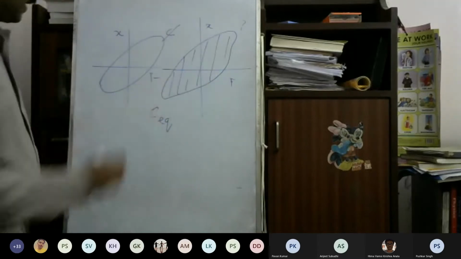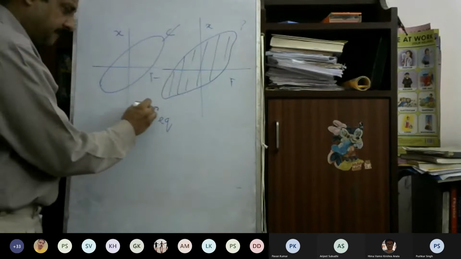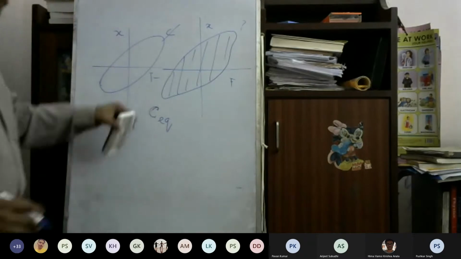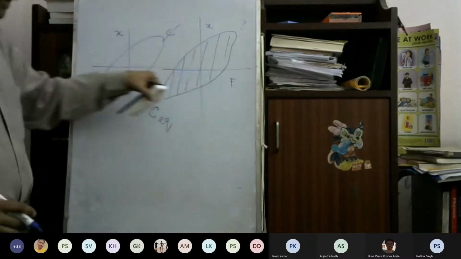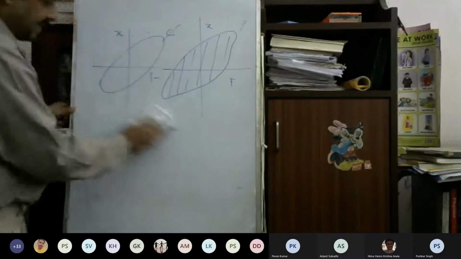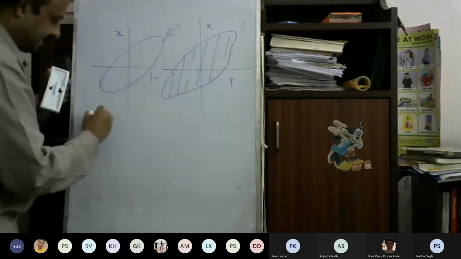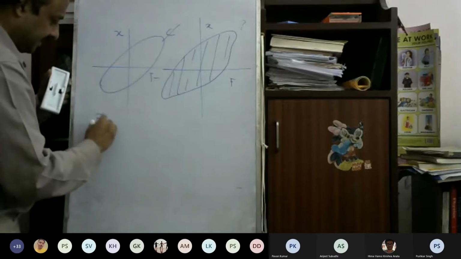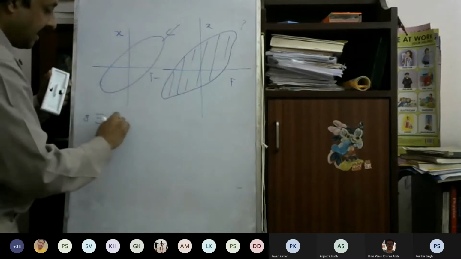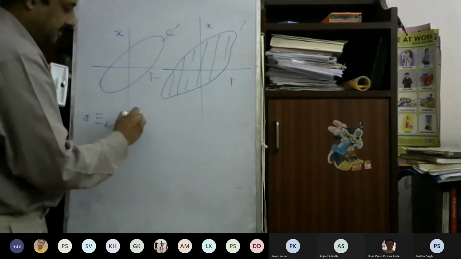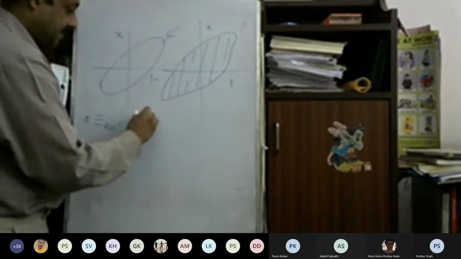But we can always find out an equivalent damping, which will not give the curve in the same shape, but the area under this curve will be equated. So the area under this curve, which is the energy dissipation, heat dissipation, I have found out, will be equal to C x dot square.